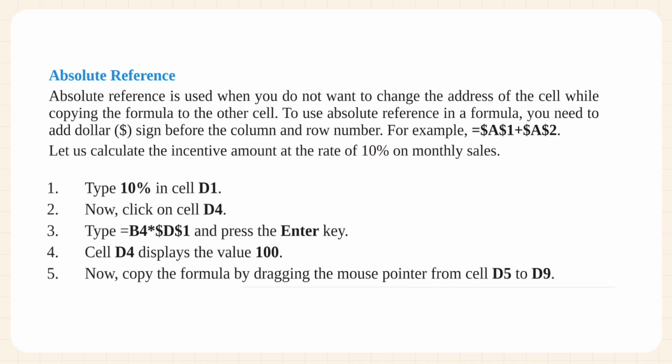Let us calculate the incentive amount at the rate of 10% on monthly sales. 1. Type 10% in cell D1. 2. Now, click on cell D4. 3. Type equal to B4 asterisk $D$1 and press the Enter key. 4. Cell D4 displays the value 100. 5. Now, copy the formula by dragging the mouse pointer from cell D5 to D9.